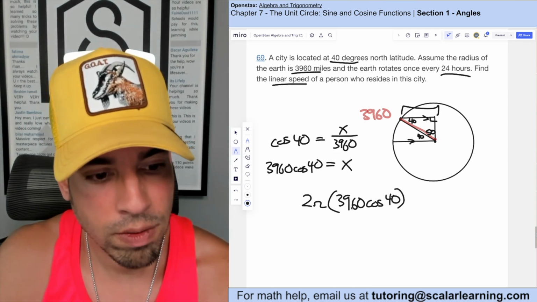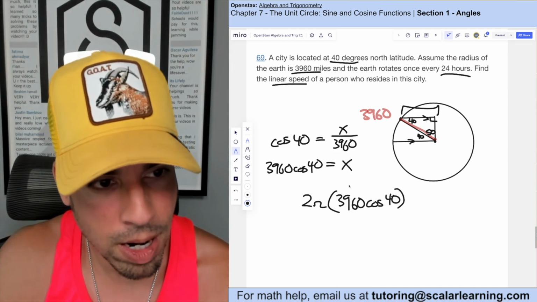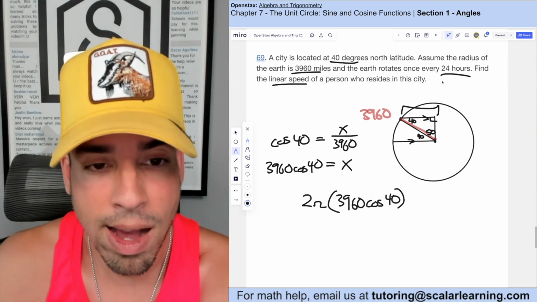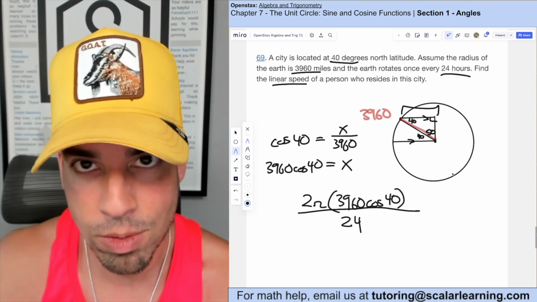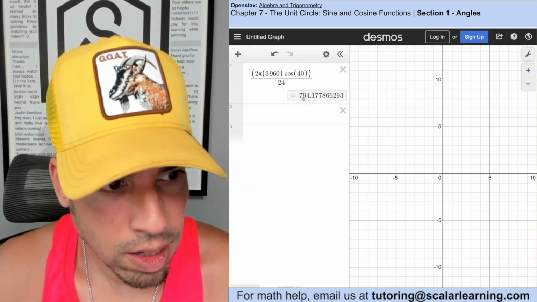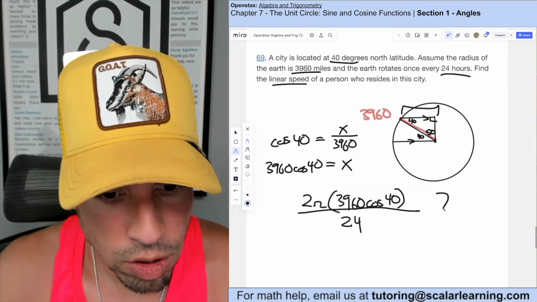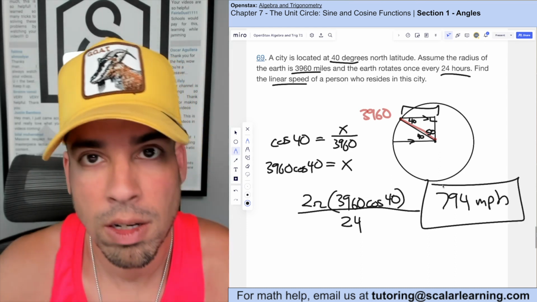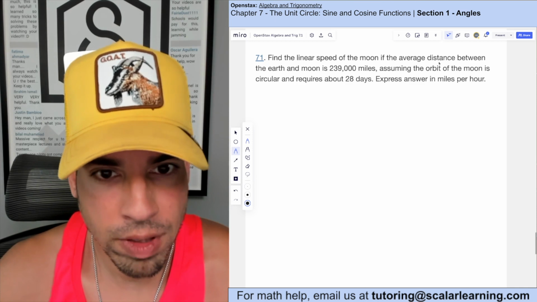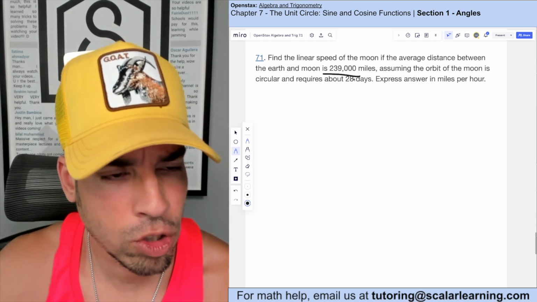And then this will give us that full circumference in miles, and we need to go miles per hour. So this is in 24 hours, so we divide by 24. Let's see what we get in Desmos. So as we plug it in, we get approximately 794. So the answer is 794 miles per hour. Boom, done.